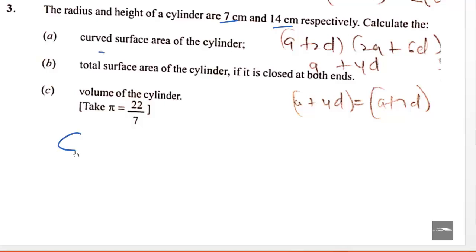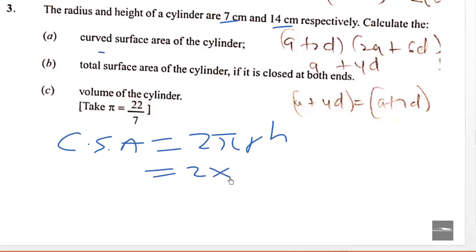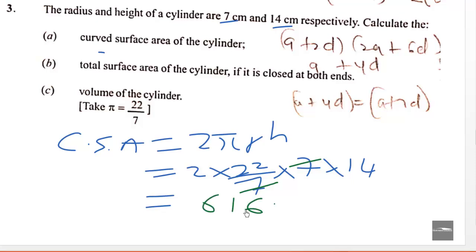So the curved surface area of the cylinder is given by 2 pi r h, and that will give us 2 times 22/7 times r, which is 7 centimeters, times h, which is 14 centimeters. We need to simplify this. We are going to obtain 44 times 14, and that will give us 616 centimeters squared.